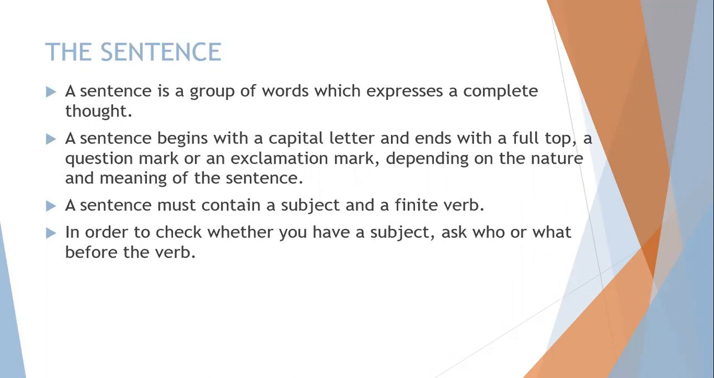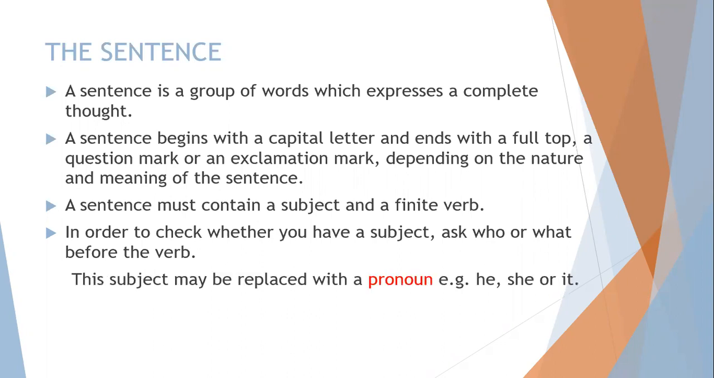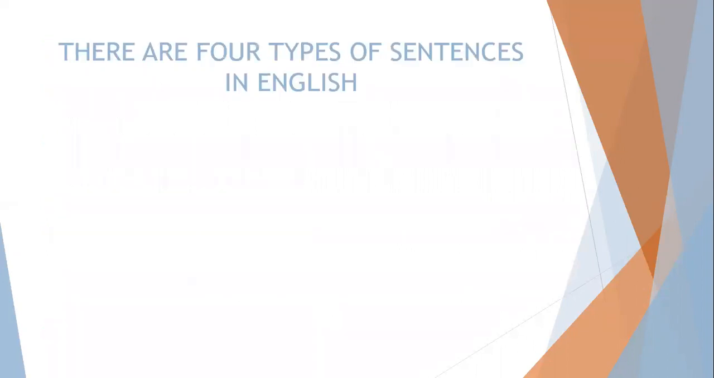In order to check whether you have a subject, ask who or what before the verb. Who's doing the action or what is happening. The subject may be replaced with a pronoun. So he, she, or it. So if you look here, the boy plays. Who's busy playing? It's the boy. So we know that is the subject.